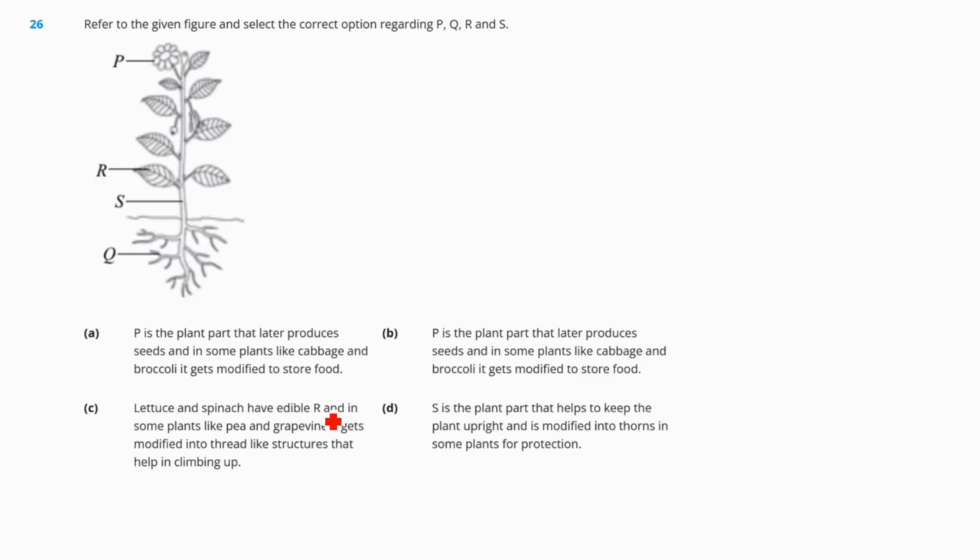And are edible parts of R? Yes, these are the leaves. And in some plants like pea and grapevine, the leaves do not get modified. The stem gets modified into tendrils. So this is also a wrong statement. Option D says S is the plant part, the stem, that helps to keep the plant upright, correct, and is modified into thorns in some plants for protection. Yes, the stems are modified into thorns. So this is the correct statement and the correct answer in our question number 26.